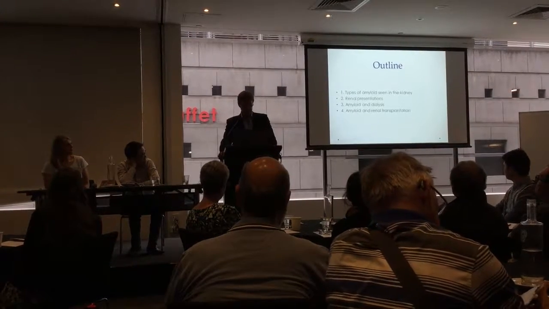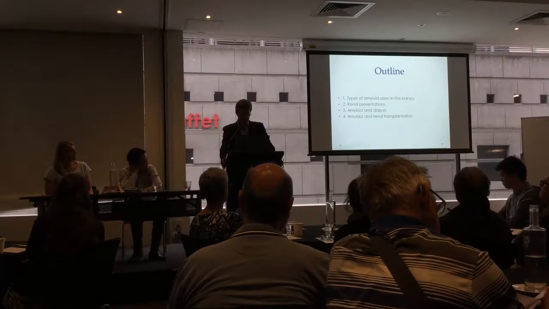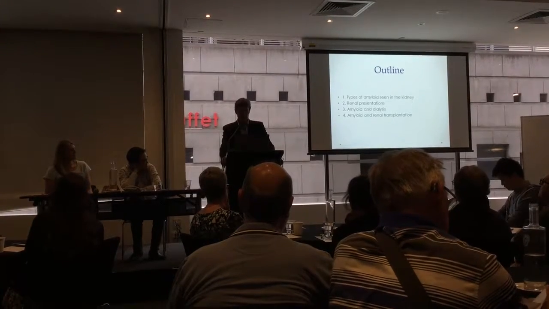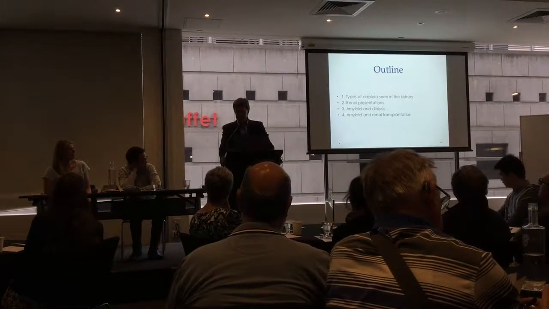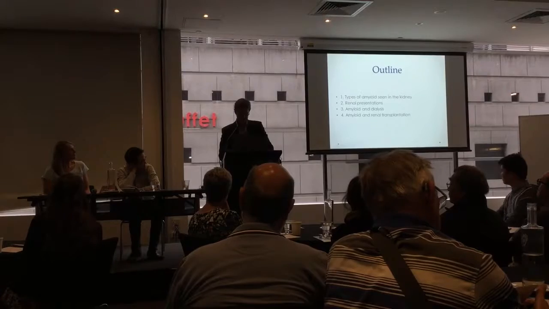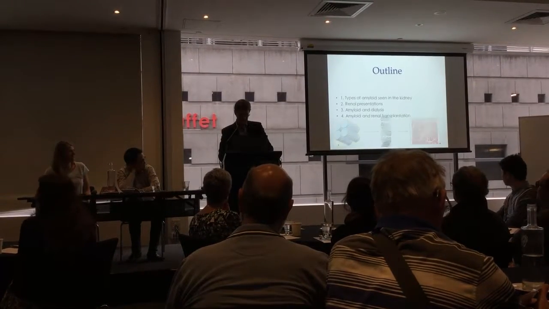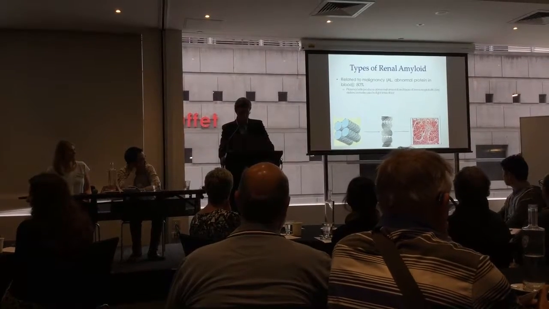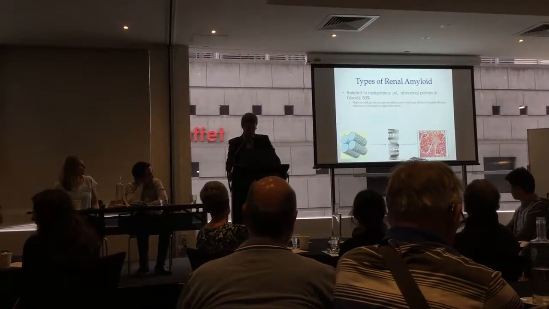So we'll just very briefly have a look at the types of amyloid seen in the kidney. We'll have a look at the various types of renal presentations, look at the options of both dialysis and transplantation, all in the convenient time of 15 minutes. So you've probably had this hammered into you during the morning.